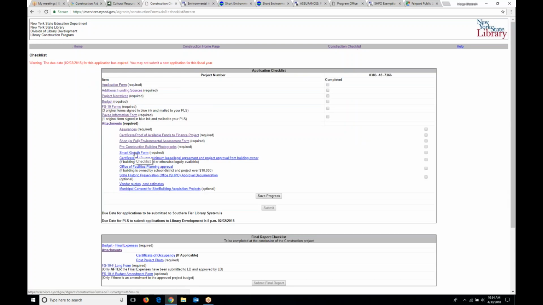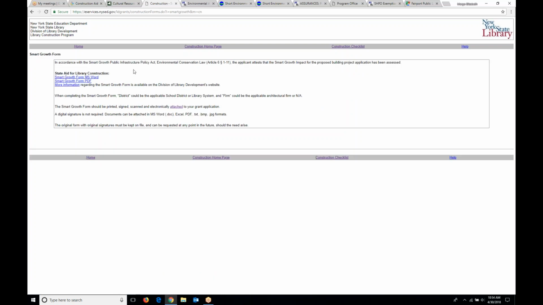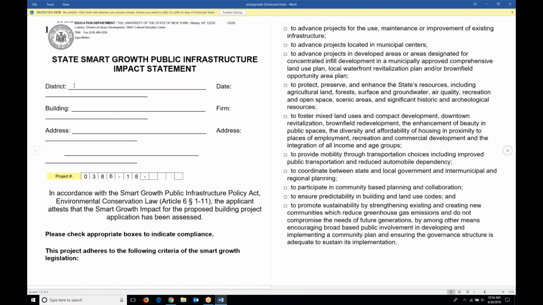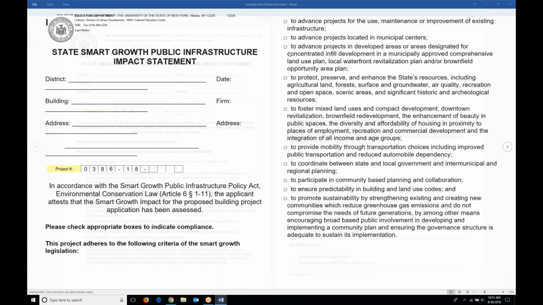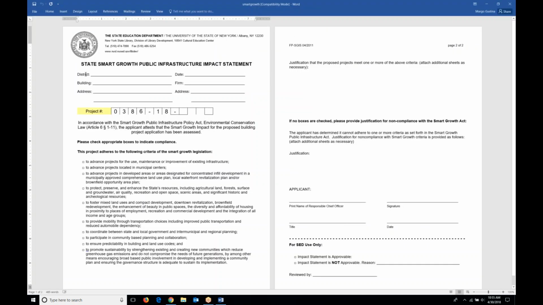Smart growth form is much like the short or full environmental assessment form. It's just another form you've got to fill out. You're going to, let me put it in the view that you'll understand. District refers to your legislative district. Building is just the library name. Firm, again, library name. Address is the same. Project number. Sometimes general applicants will send these in or upload them without your project number.